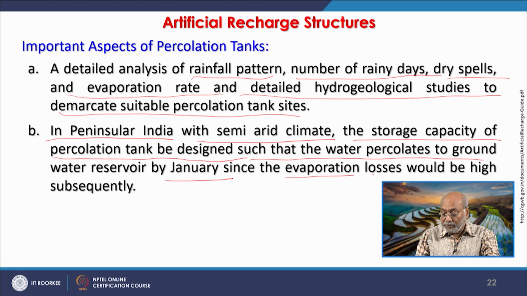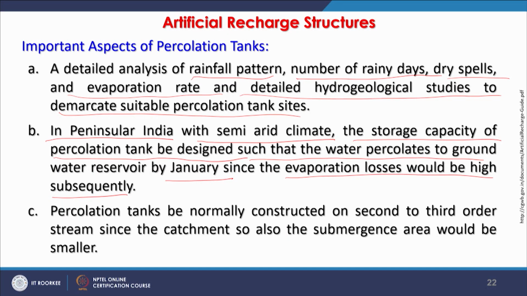So that the evaporation losses would be... there will not be much evaporation loss in these months, before the temperature rises, because once the season becomes a little warmer, there will be more loss too. So the design of these percolation tanks can be in a manner that whatever water has been collected during the rainy season goes down into subsurface reservoirs, and there will not be evaporation losses.